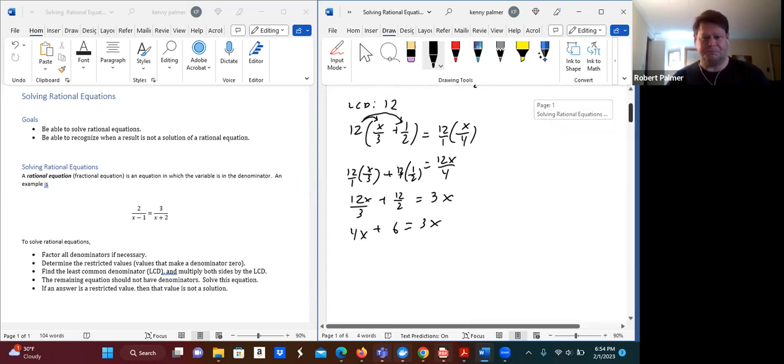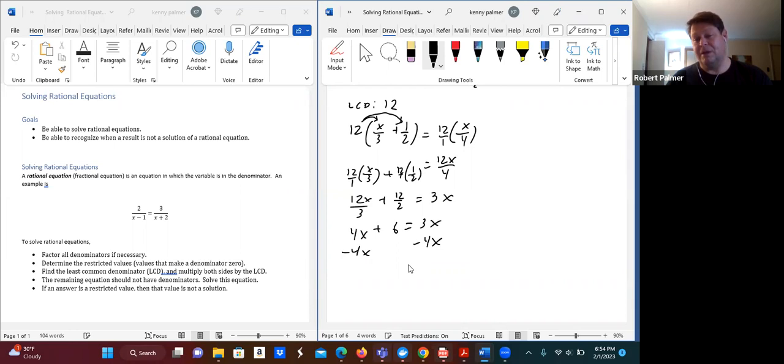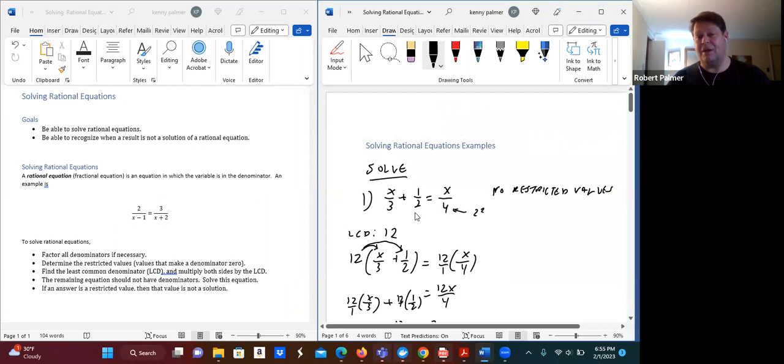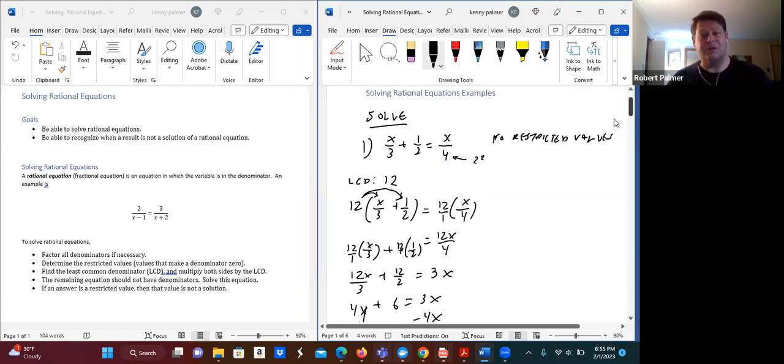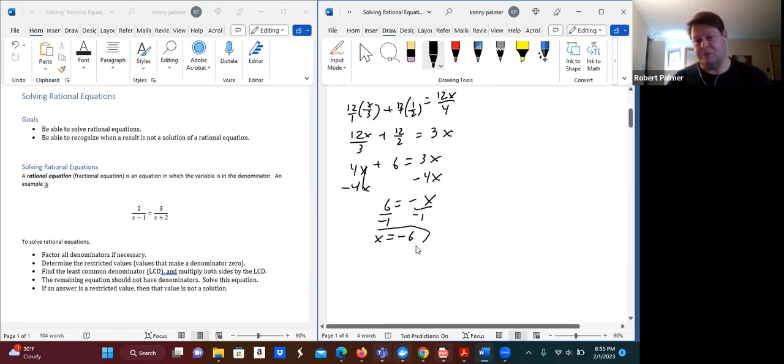Now I'm going to get the x's on one side, so subtract 4x on both sides. That gives me 6 is equal to negative x. Then divide both sides by negative 1 and turn it around: x is equal to negative 6. We said we had no restricted values, so plugging in x equals negative 6 can't cause any problems, since there's no x in the denominator. So this is our solution.